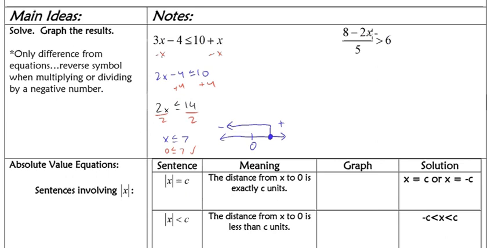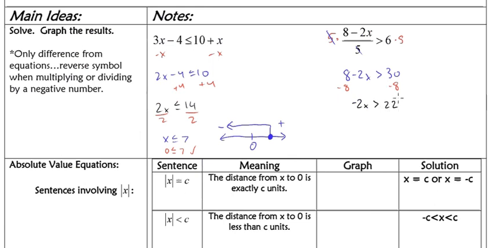All right. Over here, we've got negative 2x divided by 5, or 8 minus 2x divided by 5. And so we need to multiply both sides by 5. 5 divided by 5, that's just 1. And so we end up with 8 minus 2x is greater than 30. Here, we'll go ahead and keep our x's on the left. So I'm going to subtract 8 from each side, and that gives us negative 2x is greater than, what is that, 22.